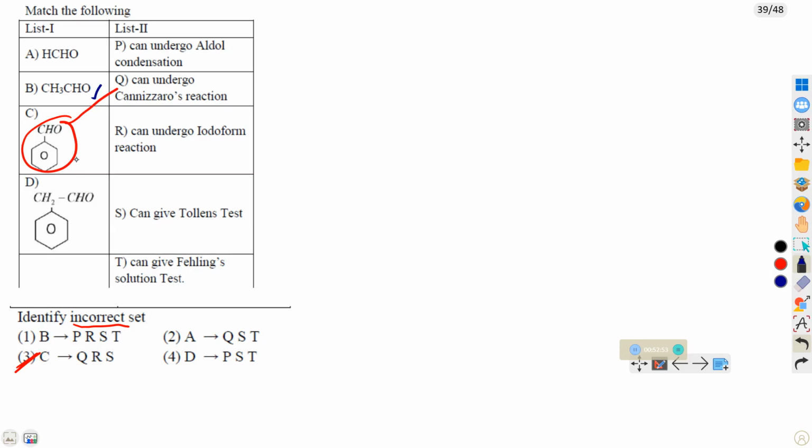Benzaldehyde can undergo haloform reaction? Wrong. Benzaldehyde does not undergo haloform reaction because methyl group is absent. Benzaldehyde gives Tollens test, which is correct. Benzaldehyde does not give iodoform test. So that's the reason third option.